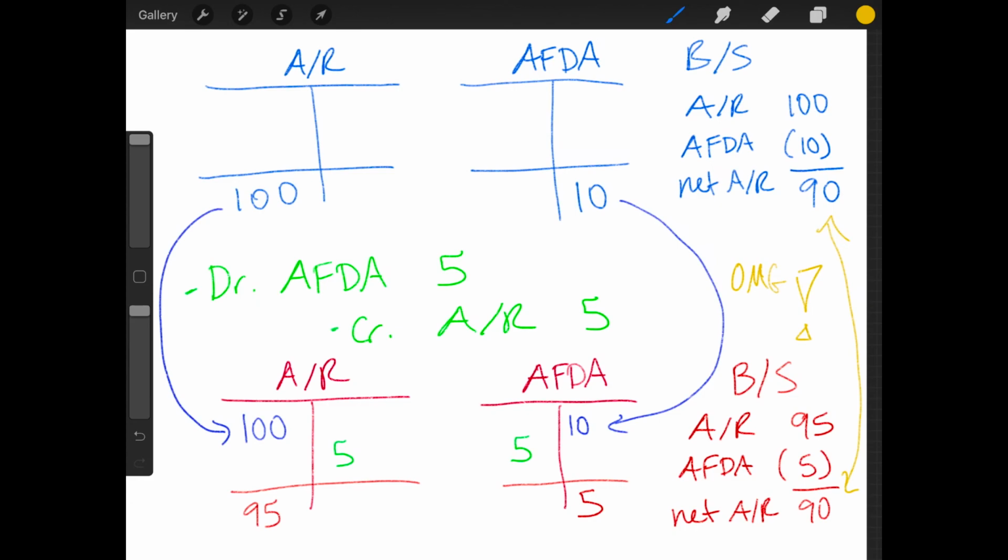One final note is that when you are making this journal entry for a write-off, note that there are no income statement accounts impacted here, and so a write-off has no impact on your overall net income. It's only that first journal entry we discussed, where you're debiting bad debt expense and crediting AFDA, that will impact your net income.